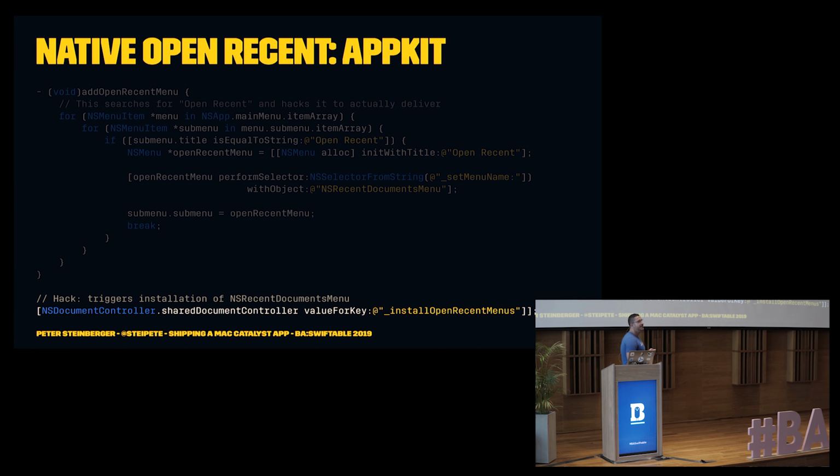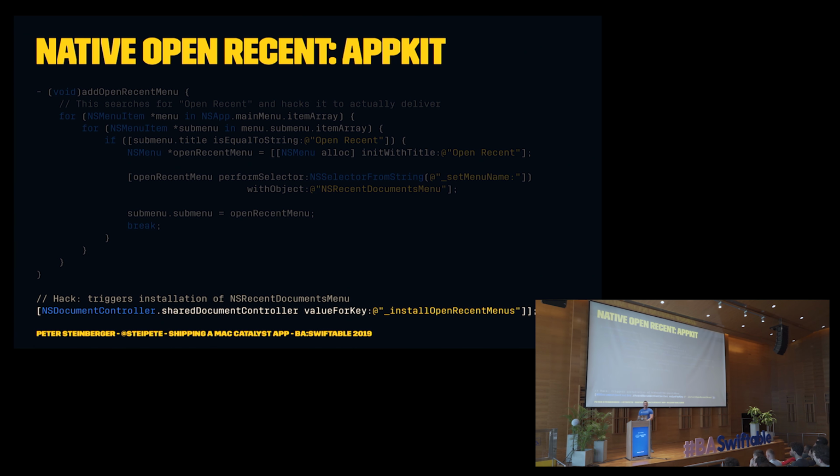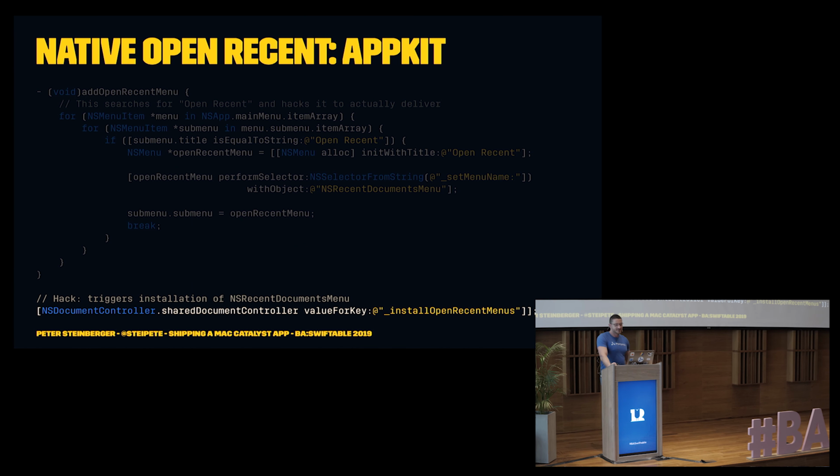So now we know the final bit that's missing. Here I'm using key value coding to call our magical install open recent menu. At this point, we're already using private API, so why not use a little bit more? And if you do this, please always be careful.